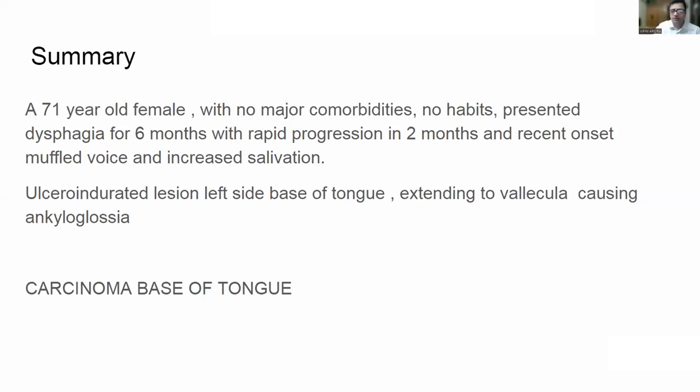You can even use the term mass or growth of tongue also. Yes, sir. That is even more generalized, so you are not committing to anything. Sorry, sir. But carcinoma certainly is not acceptable at this stage.